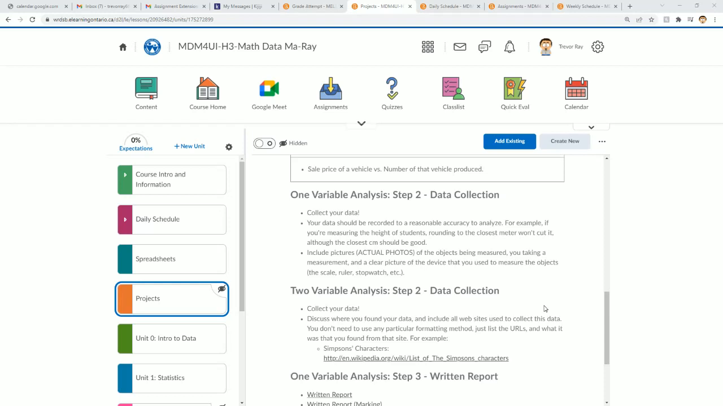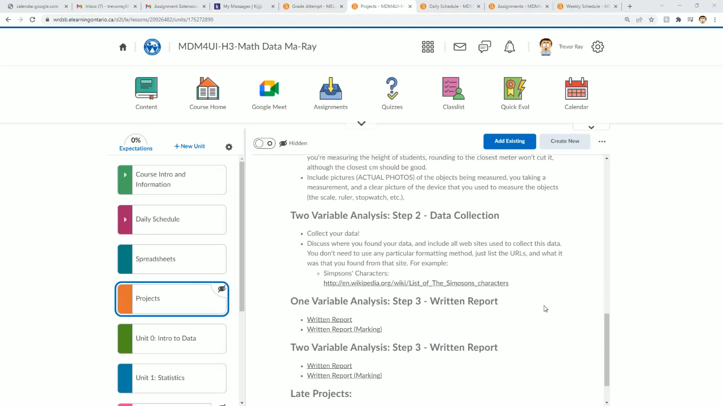But those are basically my evidence that you actually are collecting data and not just making up a bunch of stuff. The two variable analysis, this data is going to be data that's collected online. You're going to go find some stuff on the internet. You are going to have to cite your data, and you should be able to give me the URLs that take me directly to the data that you have.